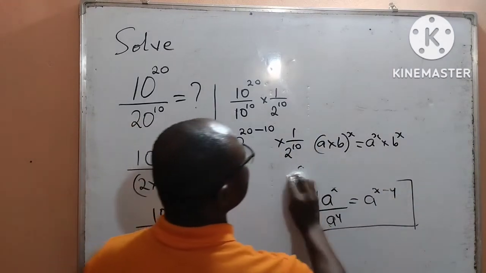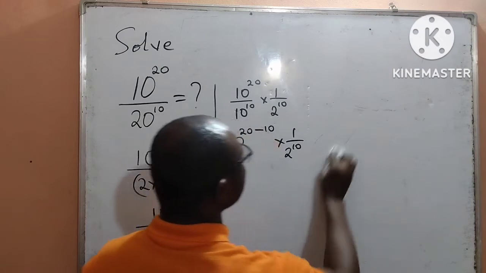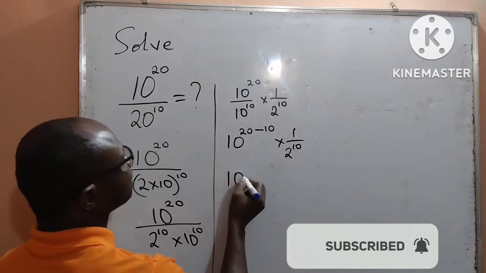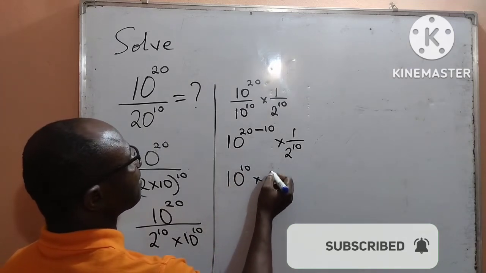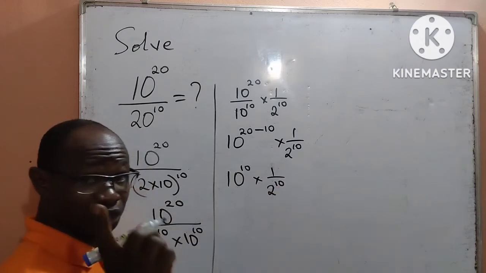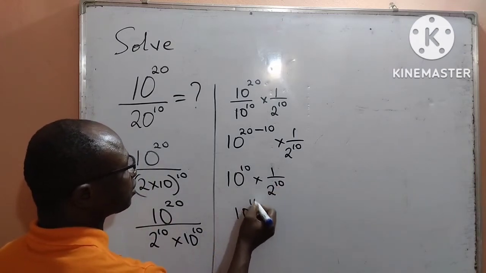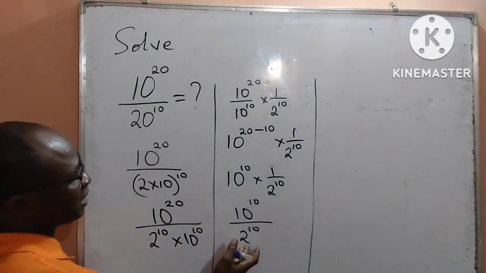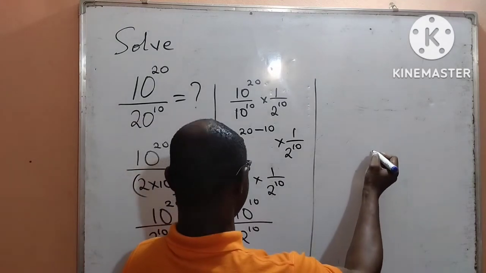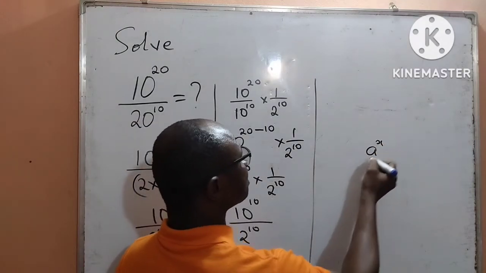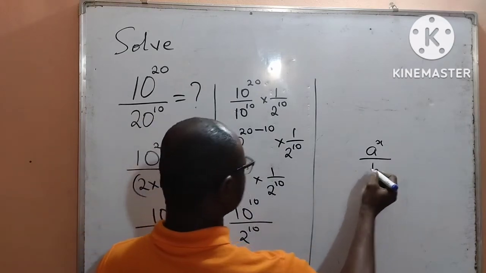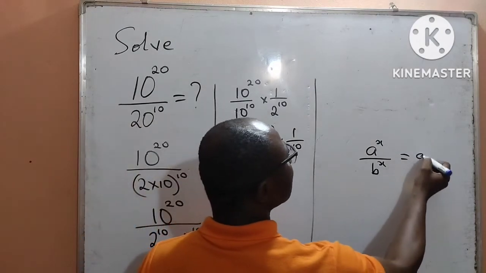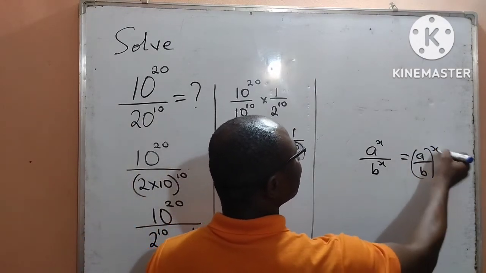Okay, let us remove this to make our work very clear. Good. 20 minus 10 is going to give me 10 to the power of 10 multiplied by 1 all over 2 to the power of 10, which you know, and agree with me, is 10 to the power 10 all over 2 to the power 10. Okay, at this point, if I have a to the power of x all over b to the power of x still, so the powers are equal, I can simply write it as a all over b, all to the power of x.